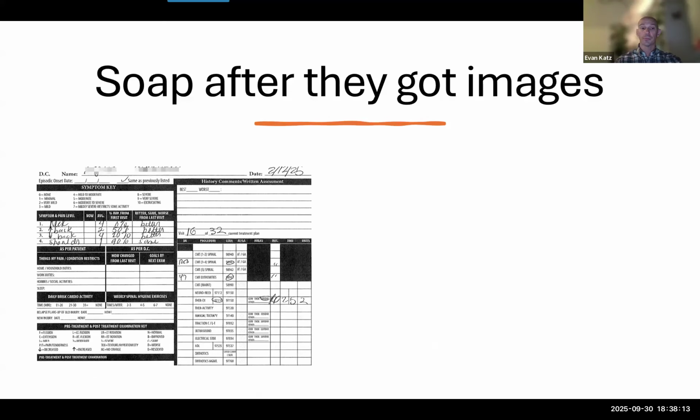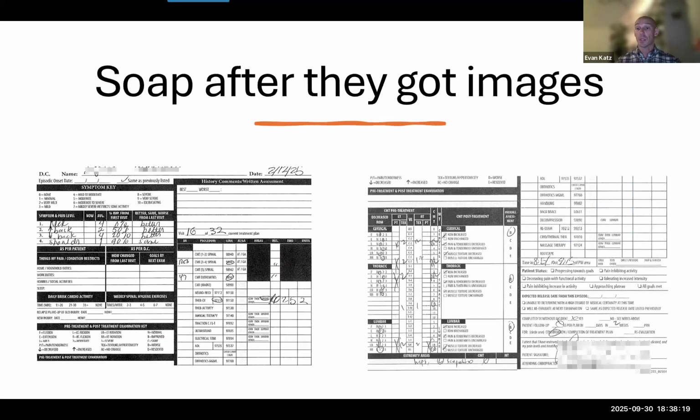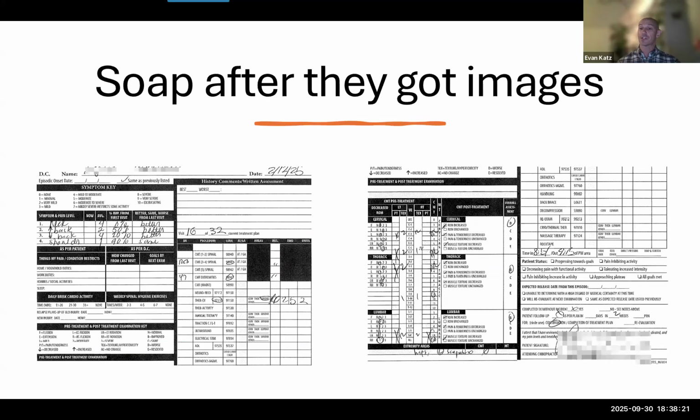Here's their soap note, the next visit on the 12th, February 12th. What does it say? Nothing about the image, nothing about the findings, nothing about the causality, nothing that it was ever done. So now this patient is kind of screwed because the provider, whether it's you or me, said, I think you need an image, whatever that image is.